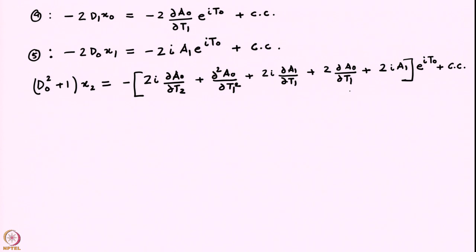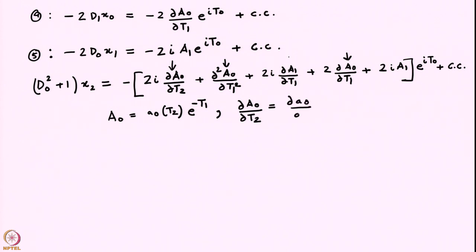Okay, so now we can simplify this a little bit. We have seen earlier that a0, small a0, was a function of T2, an unknown function as yet, and then a known T1 dependence. So wherever we have derivatives with respect to a0, we can work out those derivatives. So I have a derivative with respect to T0 of a0 here, a derivative here and a derivative there. So let me write it on the side: del a0 by del T2 is just del a0 by del T2 e to the power minus T1.